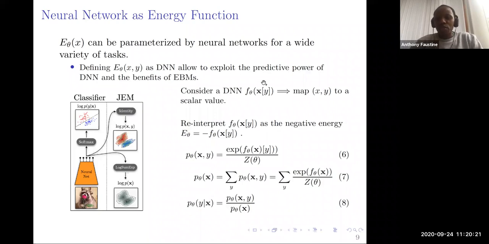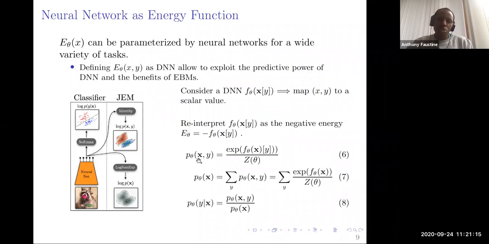Suppose we have a deep neural network with function f, with parameter theta, which takes input x, maps input x to y, and gives a scalar value. We could interpret this function as a negative energy function. And then if we plug it into the energy function definition, we have a joint distribution between x and y, which will be the exponential of the deep neural network divided by the normalizing constant. So from Bayesian inference, we know that the probability density of x can be obtained by summing this joint distribution. So we'll end up having this summation of the energy function.